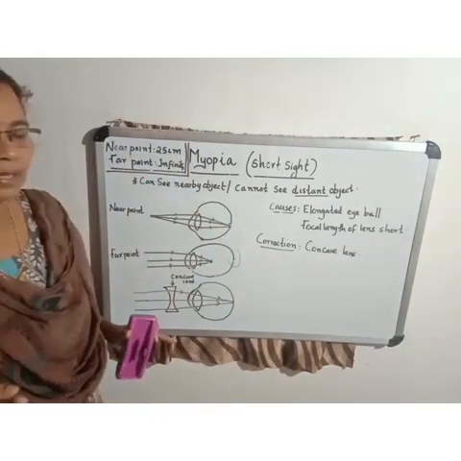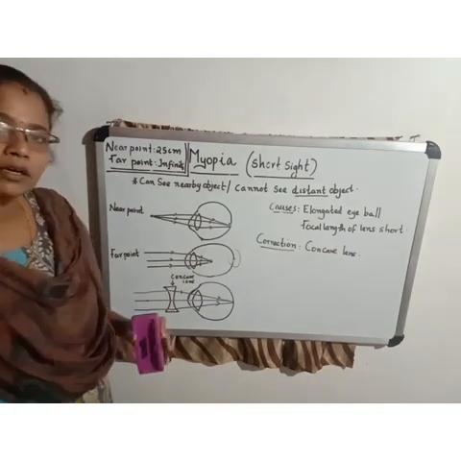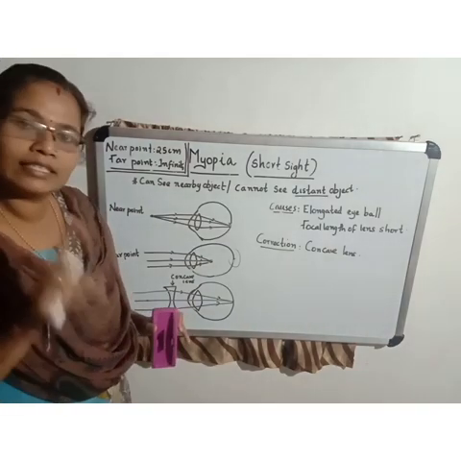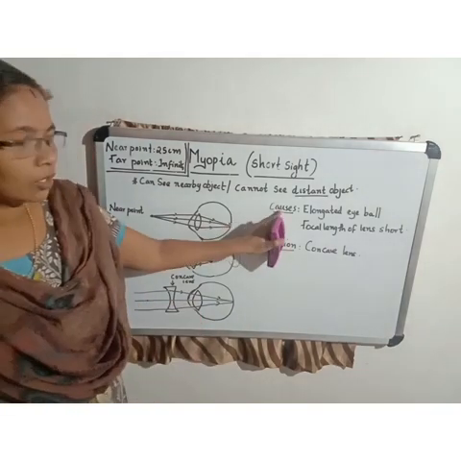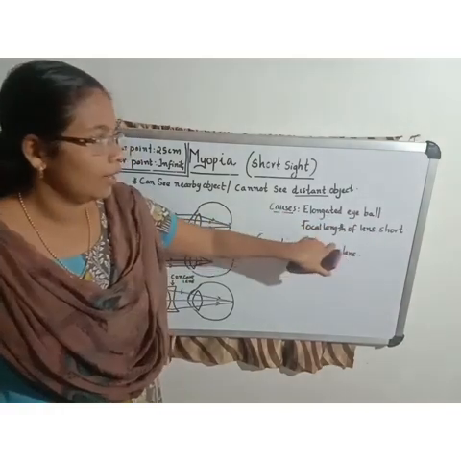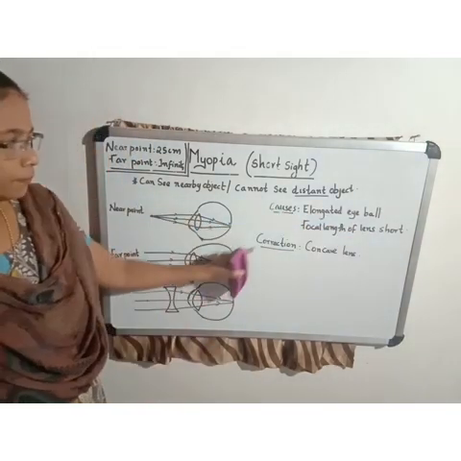That is the second reason: the lens has a shorter focal length. So the causes are an elongated eyeball and a short focal length of the lens.